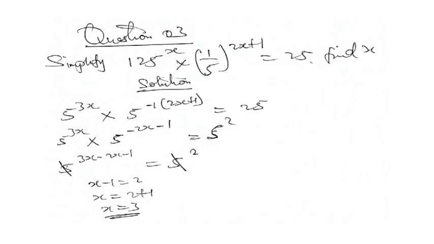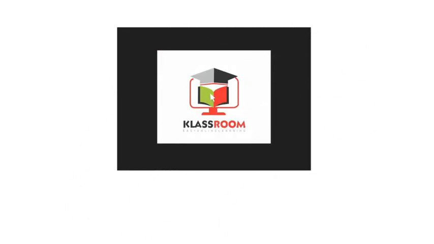When I clear the bracket and collect like terms, 3x minus 2x minus 1 equals 2. So x minus 1 equals 2, then x equals 2 plus 1, which is 3. So that brings us to the end of the topic, indices.